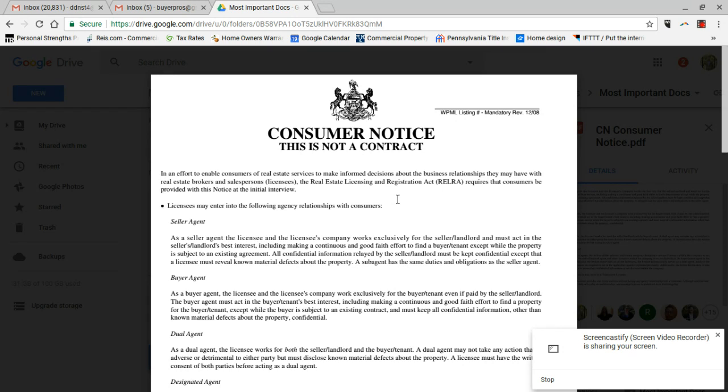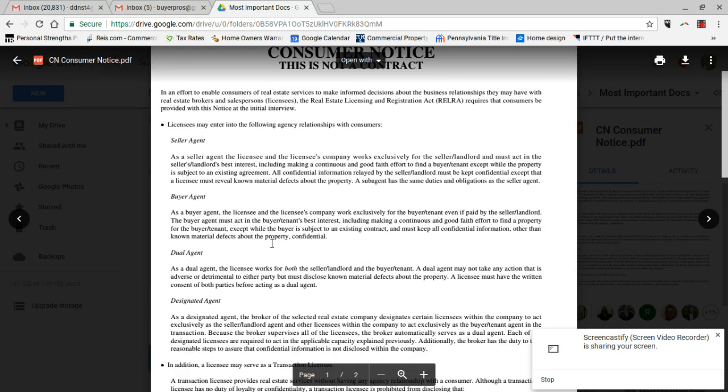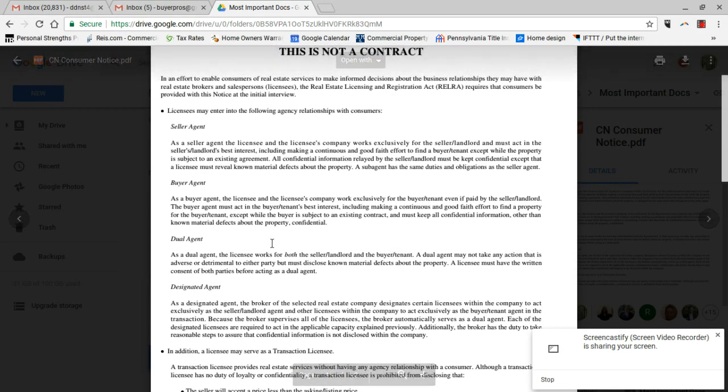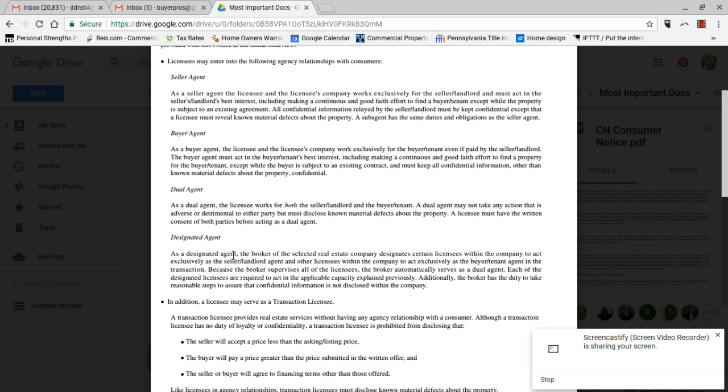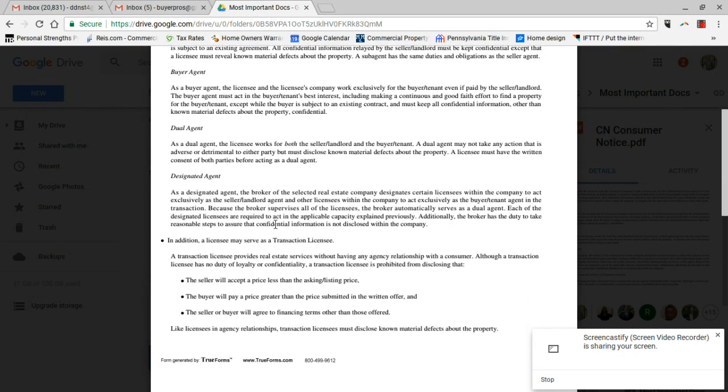This is a Pennsylvania required disclosure that tells you how agency works. So it tells you what a seller agent is. That's the person who's listed the house. Tells you what a buyer agent is. That's going to be me representing you. Tells you what a dual agent is. That's if you want to buy one of my listings. And a designated agent is if I get hit by a car and my broker has to designate somebody to work on my behalf.